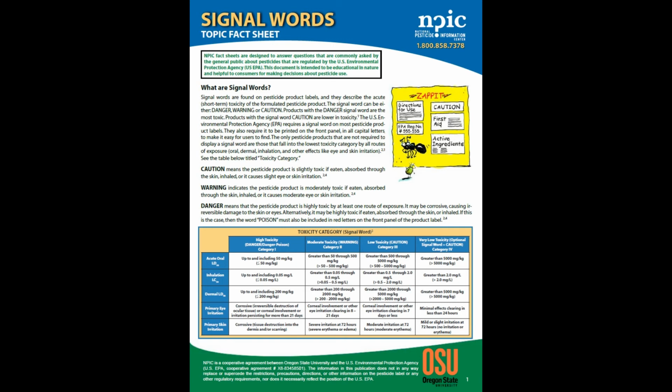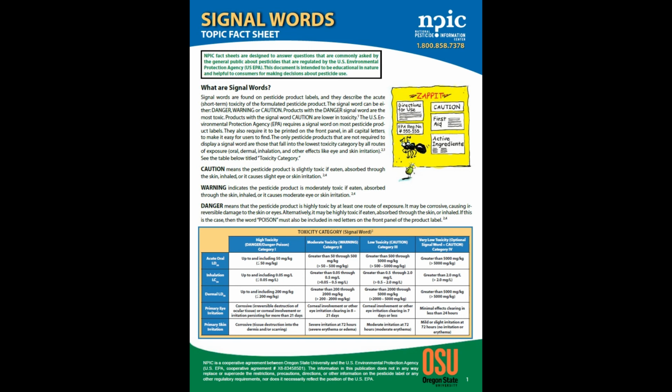For primary skin irritation of a Category 4 pesticide, the description reads, mild or slight irritation at 72 hours, no irritation or erythema. Primary skin irritation for a Category 1 pesticide reads corrosive. That would be tissue destruction into the dermis and or scarring. Irreversible damage.